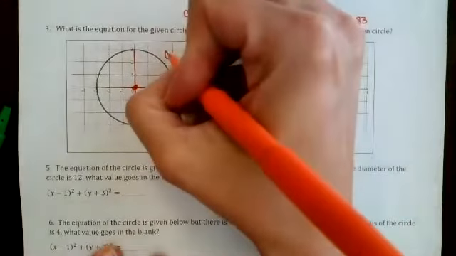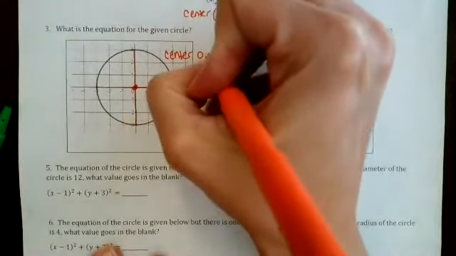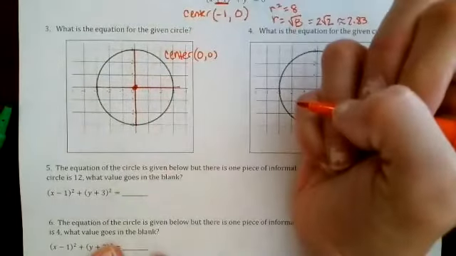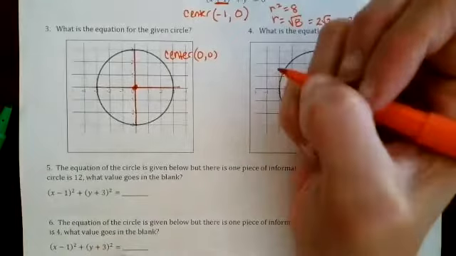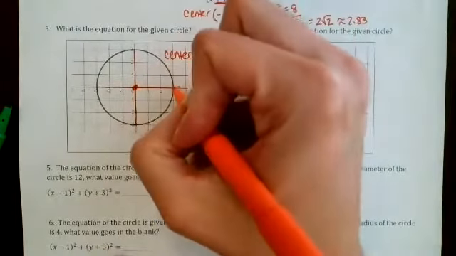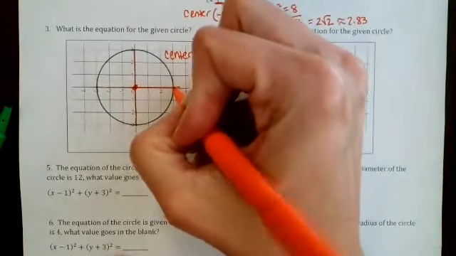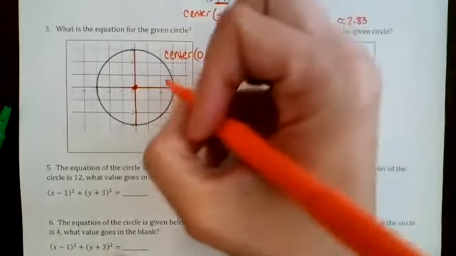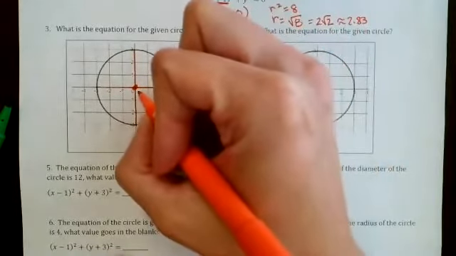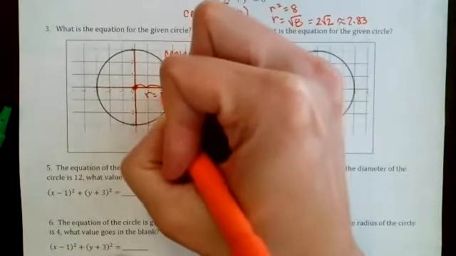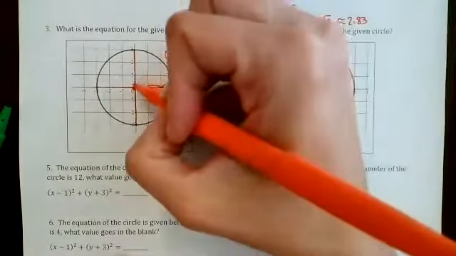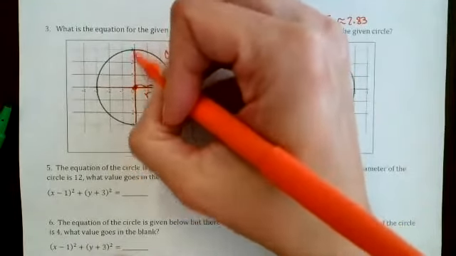So if my center is at 0, 0, I just need to figure out my radius now. So my radius, remember, goes from your center to a point that's on the circle. The easiest way to count that is going to be along the X or the Y axis. If I count here, I can see that this is 1, 2, 3. So my R is 3.